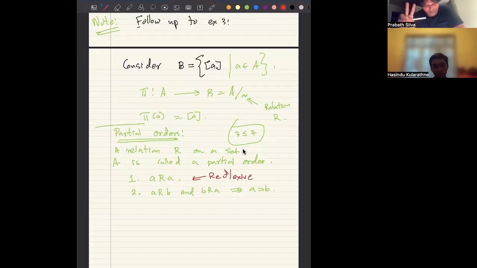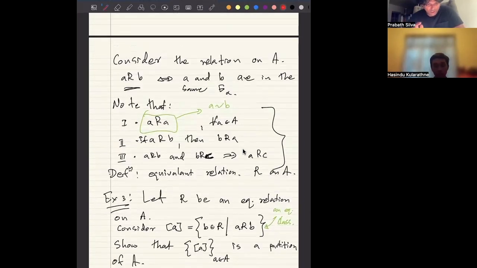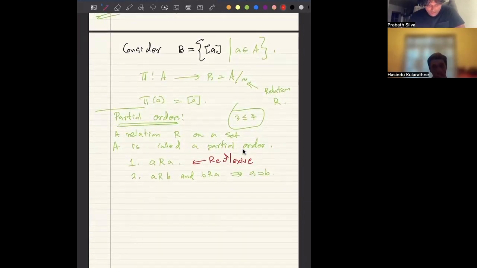The first property is called reflexivity. Reflexive means you can flip and you get the same thing. And this property is called symmetric, if you have A and B, and then you have B and A. But in here, this is called antisymmetry. We want this for a relation like less than or equal: you can't have A less than or equal to B and B less than or equal to A without A being equal to B.